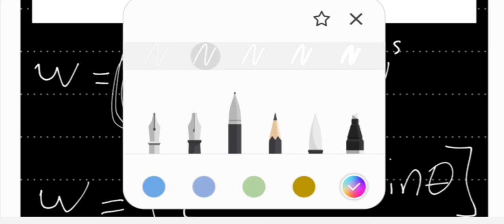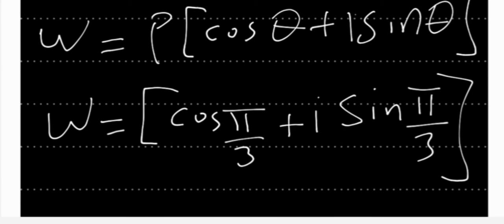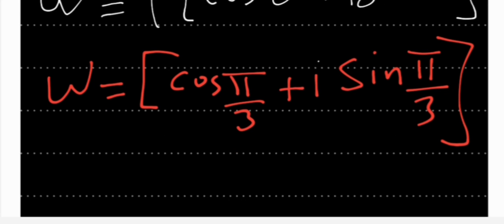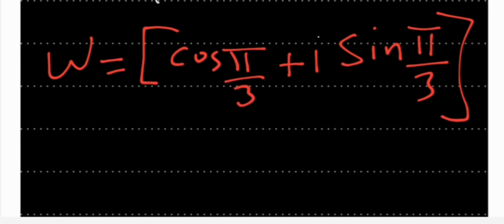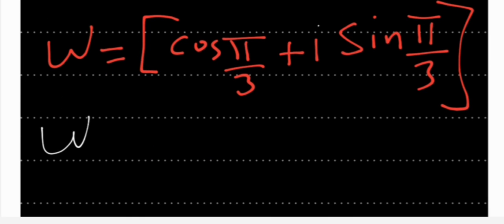So what do we want? We can represent W by this. This is the same W that he gave us in the question, right? This is the trigonometric form of this imaginary number. Now what do we want? We want W to the 5th power, right? So how can we represent this?